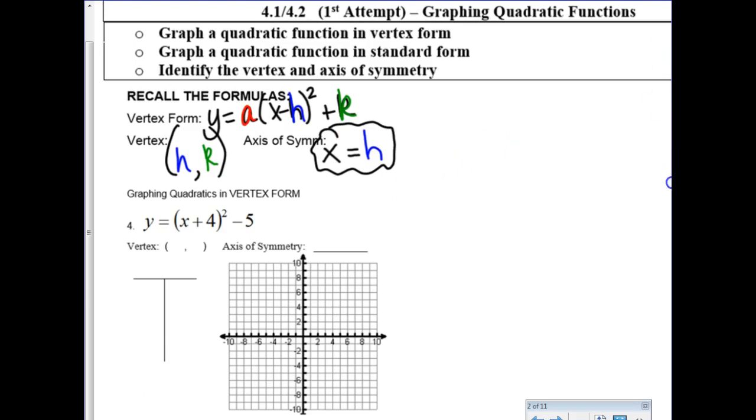Alright, so this first question, the vertex, remember built-in negative here, is located at -4, and then over here is a -5, which means my axis of symmetry is at x equals -4. We'll show that on the graph in a minute, but please, please, please make a note that you need to put x equals in front of that. If you don't put x equals, I'm going to have to mark you down from a 5.